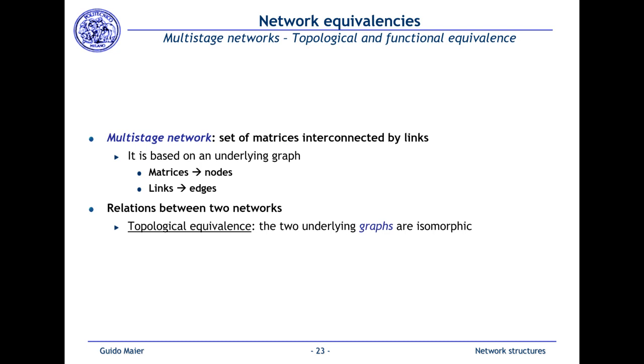So this is just to show that there is another relation between two networks, that is the functional equivalence. Two networks are defined to be functionally equivalent if they perform the same set of permutations. So now here you are looking at the inner structure, the inner architecture inside the switching matrix. Here you are looking at the end-to-end functionality, what kind of permutations you can implement connecting the inlets of the whole multi-stage network with the outlets of the whole multi-stage network.